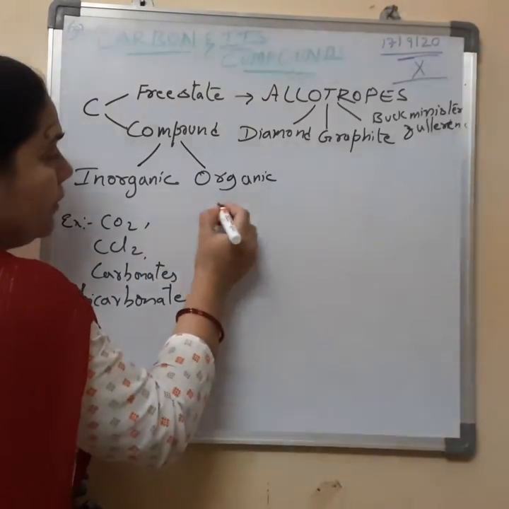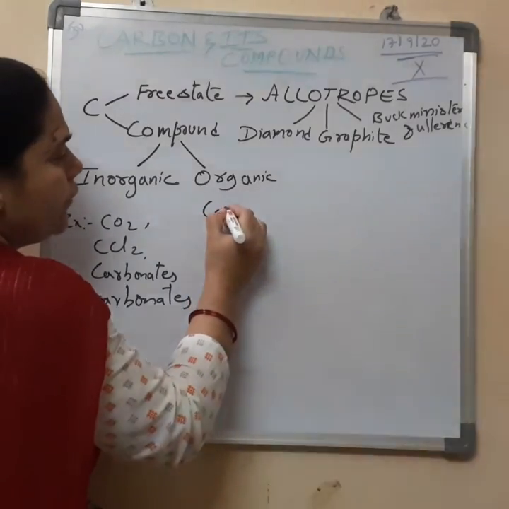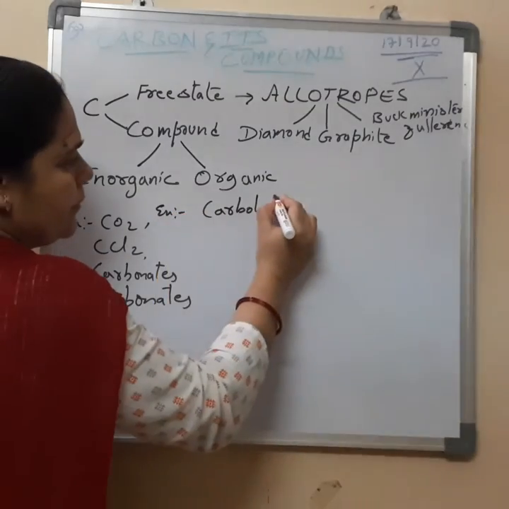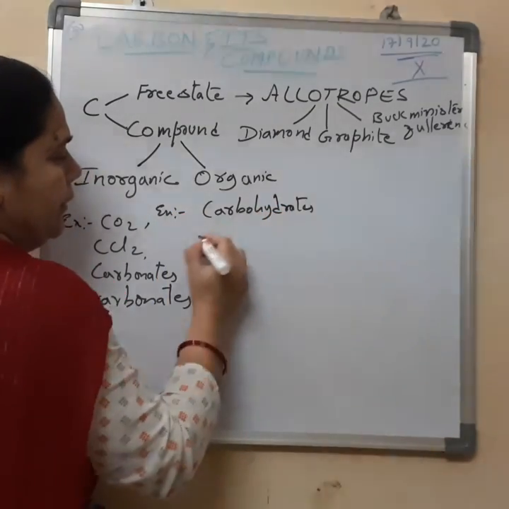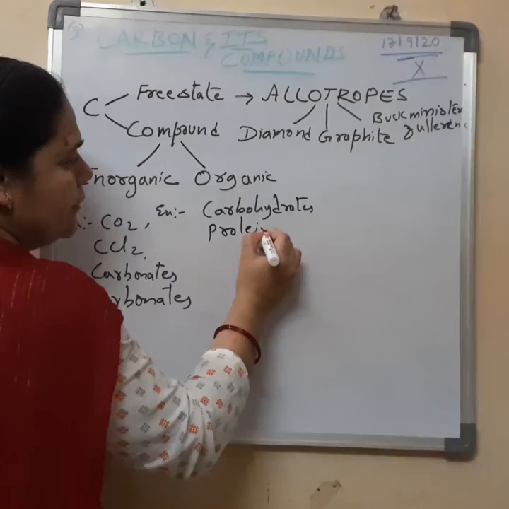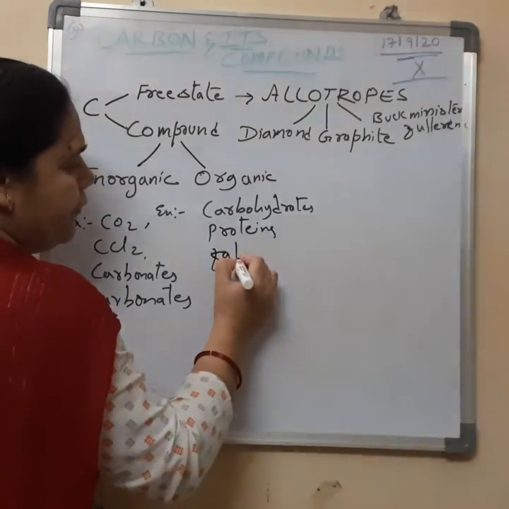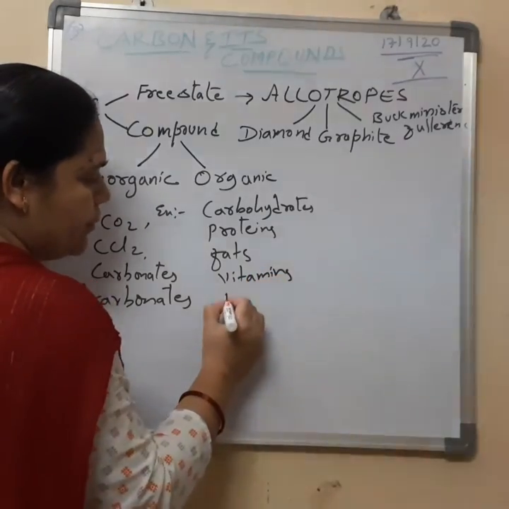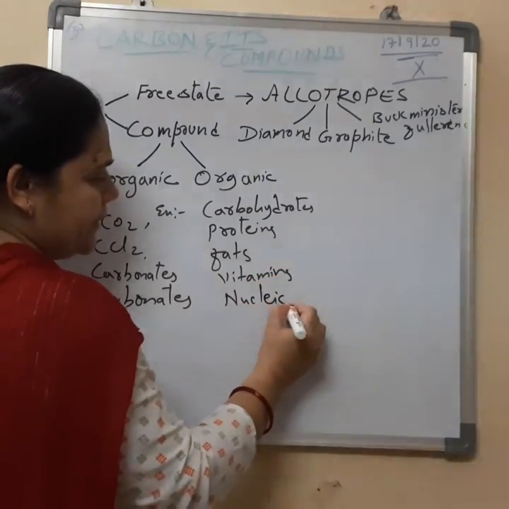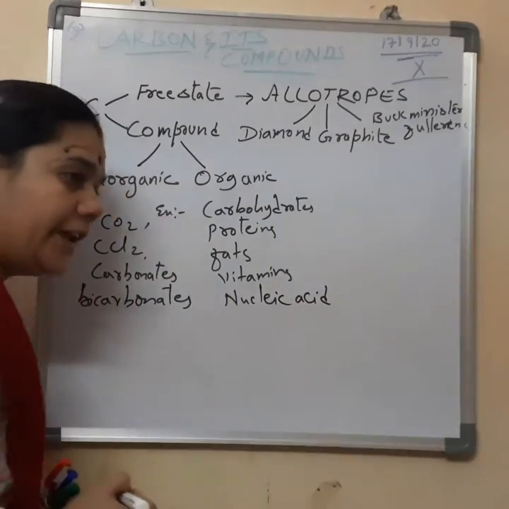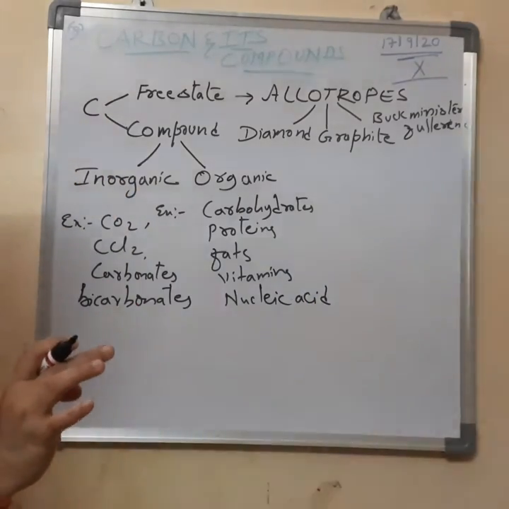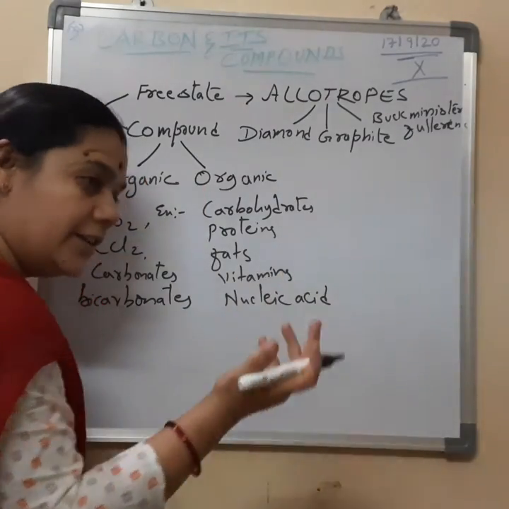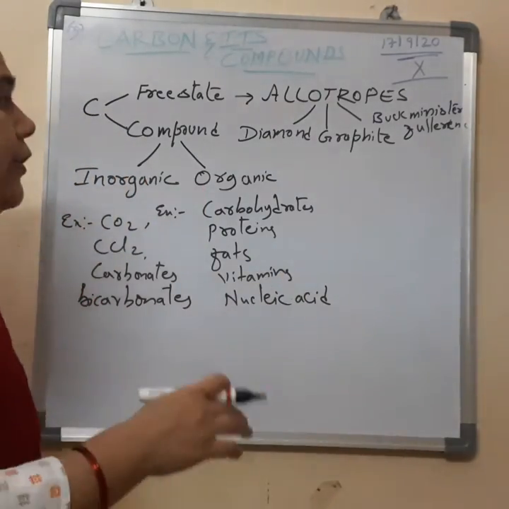Then coming to the organic. In the organic, we basically have all the varieties of nutrients like carbohydrates, proteins, fats, vitamins, and the most important, the nucleic acid. What is your nucleic acid? Nothing but your DNA and RNA. So now I hope you have understood that without carbon there is no nucleic acid, and when there is no nucleic acid there is no life existing on the earth.